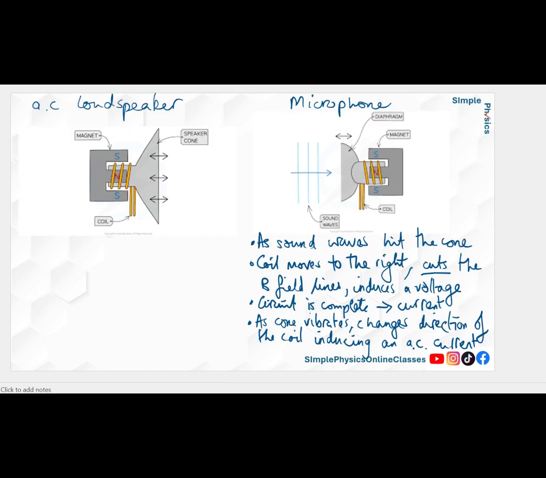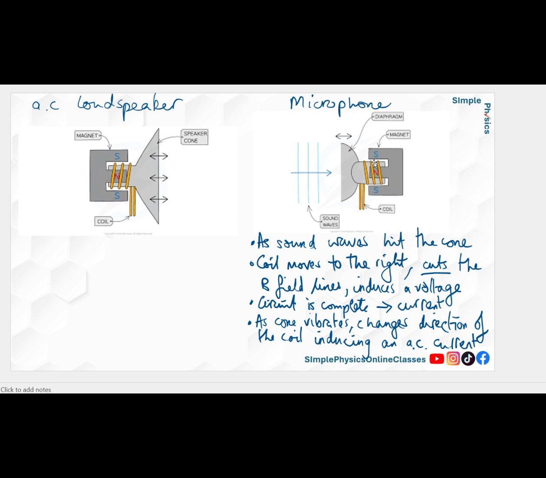So now let's look at, well, for the motor effect, we had the loudspeaker. Okay, what's the opposite of a loudspeaker? It's a microphone. So a loudspeaker uses current to produce sound waves. A microphone uses sound waves to produce current. So sound waves hit the cone, the coil moves to the right, so it moves that way, cuts the B field lines, so the coil here will cut the magnetic field lines and induce a voltage.